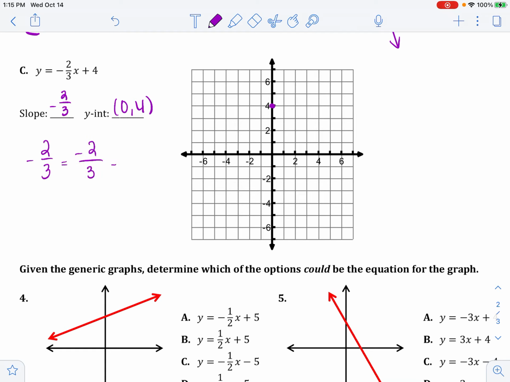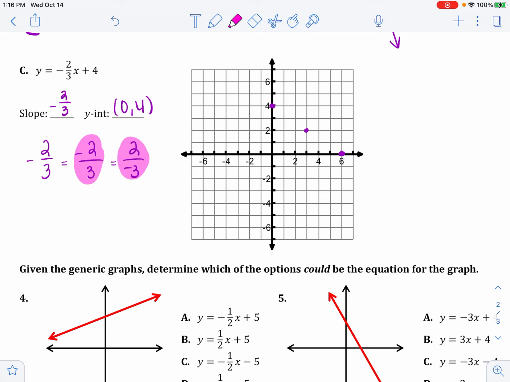Remember, negative 2/3 is the same thing as 2 over negative 3, but only one negative, right? I can't put the negative in both numerator and denominator. That makes positive 2/3. All right, I'll start with this right here. I'm going to rise negative 2, so I'm going to go down 2, and then run positive 3, so to the right 3. Down 2, right 3.